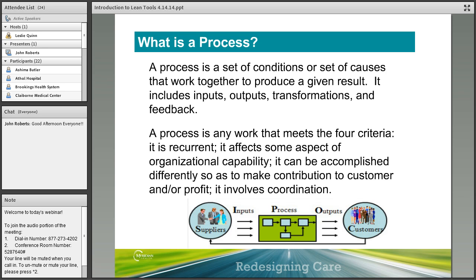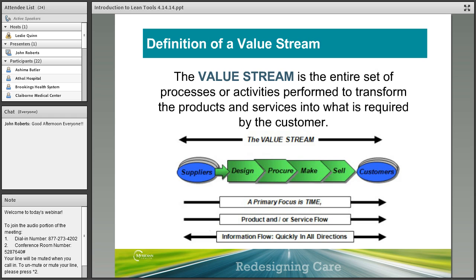A process has to have 4 criteria. It needs to be recurrent. It has to affect some aspect of organizational capacity. It can be accomplished differently so as to make a contribution to the customer and/or the profit of the organization. And finally, it takes coordination between different people throughout the organization to make that process happen.